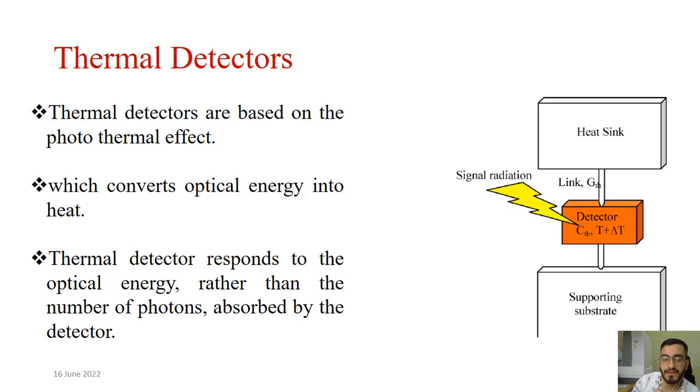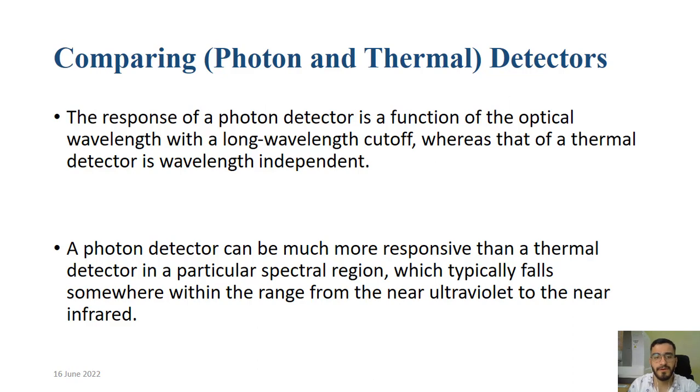And the second is the thermal detectors. The thermal detectors are based on the photothermal effect, which converts optical energy into heat. Thermal detectors respond to the optical energy rather than the number of photons. When we are comparing photon and thermal detectors, the response of a photon detector is a function of the optical wavelength, with a long wavelength cutoff, unlike that of a thermal detector.